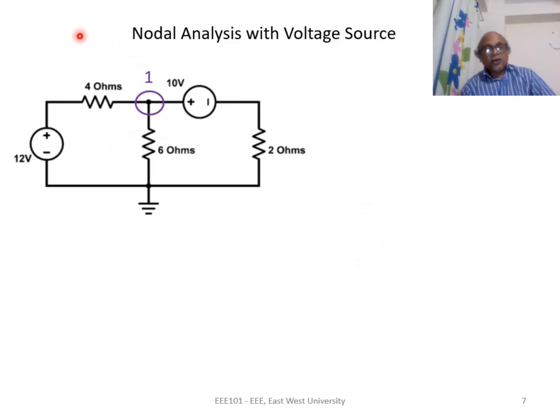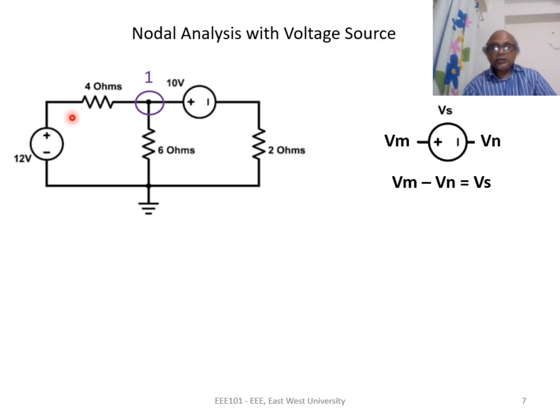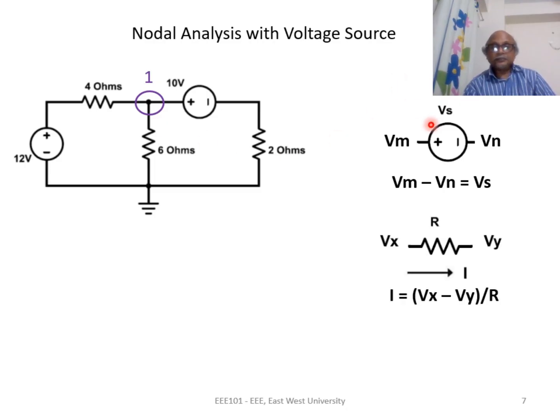To apply Ohm's law to the 4 ohms resistance, I need to know the voltage of the intermediate node. The voltage of this node minus 0 is 12. So this voltage is 12 volt, right? Using this principle. Okay. And if we look at this 10 volt source, this voltage minus this voltage is equal to 10 volts. So the voltage of this node is the voltage of this minus 10 volts.